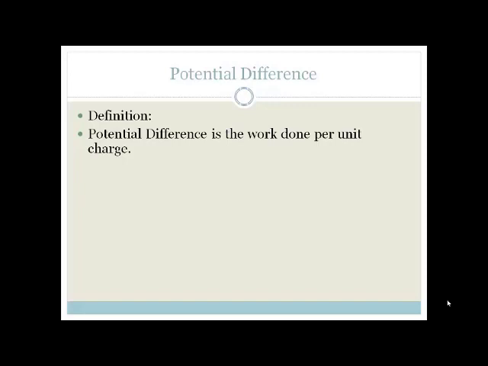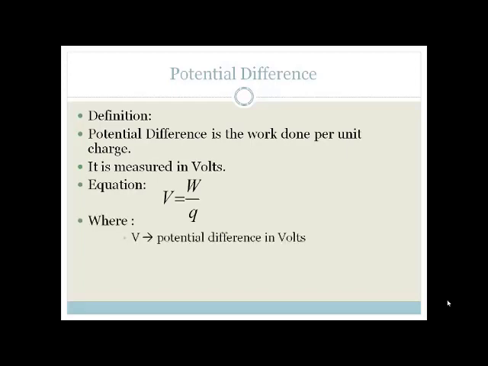So what it really is, is a measure of how much work is required to get the little charge around the circuit. It's measured in volts. The equation for this is V = W/Q, where V is your potential difference in volts, W is the work done in joules, and Q is the charge in coulombs.